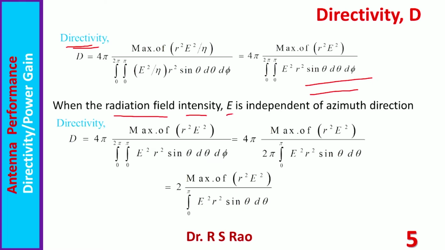When the radiation field intensity E is independent of the azimuth direction, the directivity expression becomes much simpler. It is D equal to 4 pi maximum of R square E square by the integral 0 to 2 pi, integral 0 to pi of E square R square sin theta d theta d phi, equal to 4 pi maximum of R square E square divided by 2 pi times the integral 0 to pi of E square R square sin theta d theta. Integration over the azimuth angle results in 2 pi. Of course, this is valid when E is independent of azimuth direction. Now we have D equal to 2 maximum of R square E square by the integral 0 to pi of E square R square sin theta d theta.